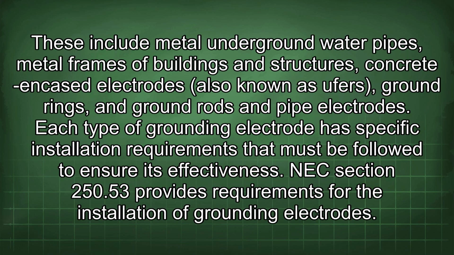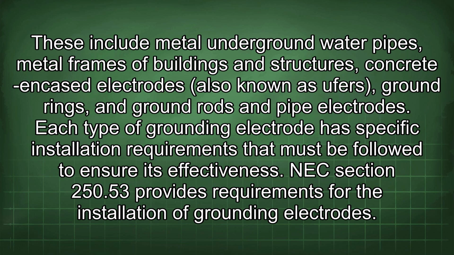These include metal underground water pipes, metal frames of buildings and structures, concrete encased electrodes, also known as Ufers, ground rings, and ground rods and pipe electrodes. Each type of grounding electrode has specific installation requirements that must be followed to ensure its effectiveness.